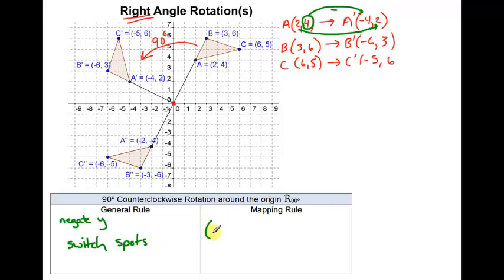Okay, as a mapping rule, it looks like this. X and Y turns into the negation of Y in the front, and X has moved to the back. Now let me show you how that worked with the second rotation.